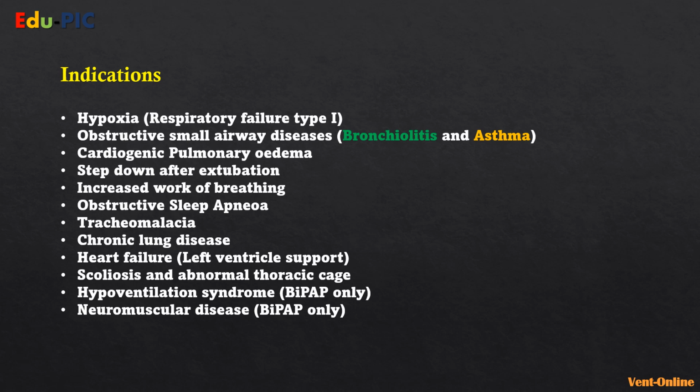Scoliosis and abnormal thoracic cage, where sometimes the natural drive doesn't really help with delivering or sucking the air into the disadvantaged areas of the lungs. So sometimes positive pressure, PEEP, or ventilation can help with that. Again, with hypoventilation syndrome, where you're using BiPAP to help with the respiratory drive, or neuromuscular disease, as we said, where BiPAP can help with the respiratory capacity.